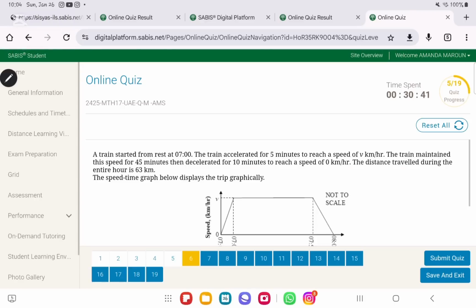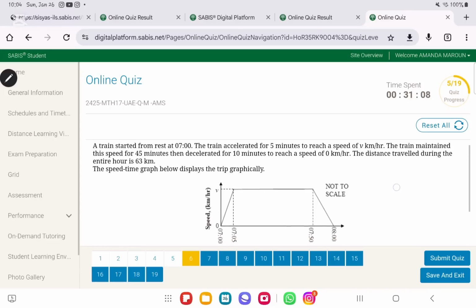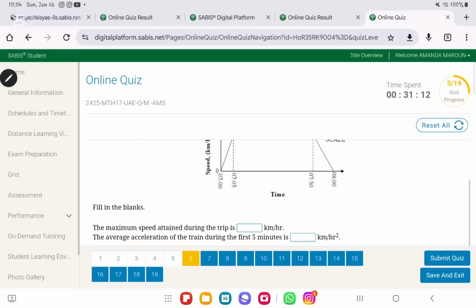A train started from rest at 7 o'clock. The train accelerated for 5 minutes to reach a speed of v kilometers per hour. The train maintained the speed for 45 minutes, then decelerated for 10 minutes to reach a speed of 0 kilometers per hour. The distance traveled during the entire hour is 63 kilometers. They need us to find the speed time graph. The speed time graph below shows the trip graphically.